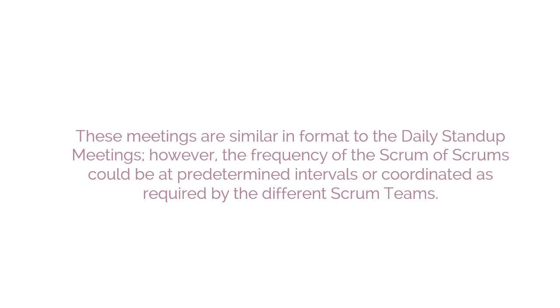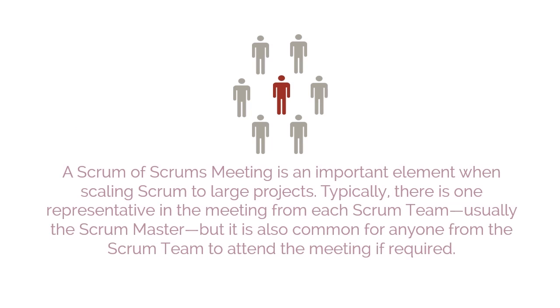However, the frequency of the Scrum of Scrums could be at predetermined intervals or coordinated as required by the different Scrum Teams. A Scrum of Scrums meeting is an important element when scaling Scrum to large projects. Typically, there is one representative in the meeting from each Scrum Team, usually the Scrum Master.